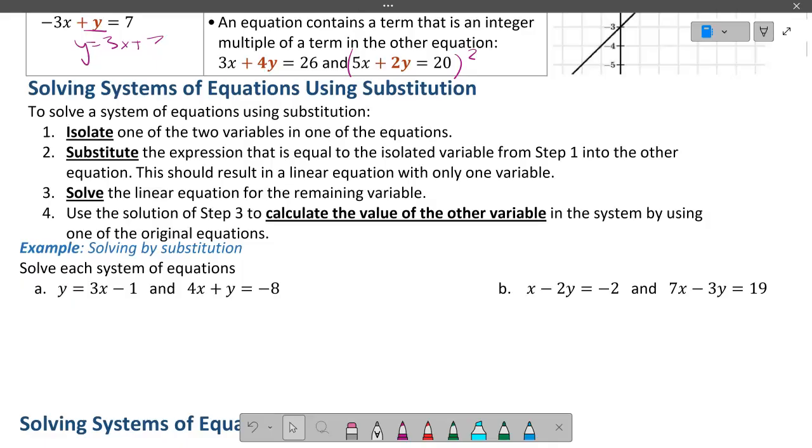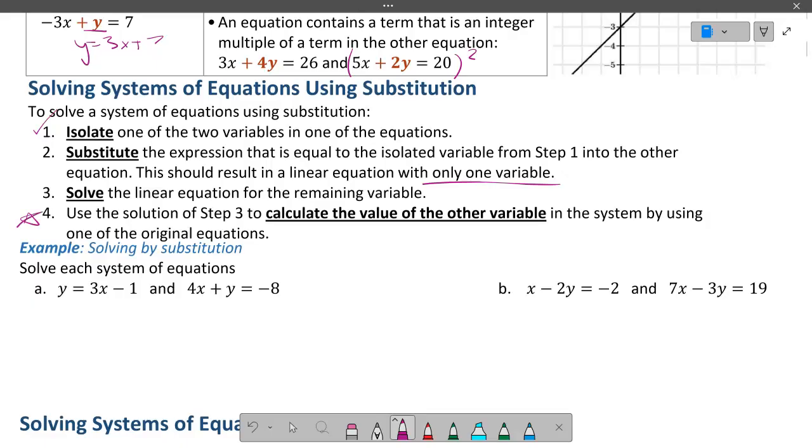So we should really only be using substitution when isolation is pretty much already done for us. We want one variable by itself. So if we've got that, then we should be using substitution. All right, or we can get there in just one step. If it's going to take you more than one step to isolate a variable, don't use substitution, just use elimination. We will substitute one expression into the other equation. This will leave us with a one variable equation, and this is really important. We should only have one variable so that we can solve for the variable.